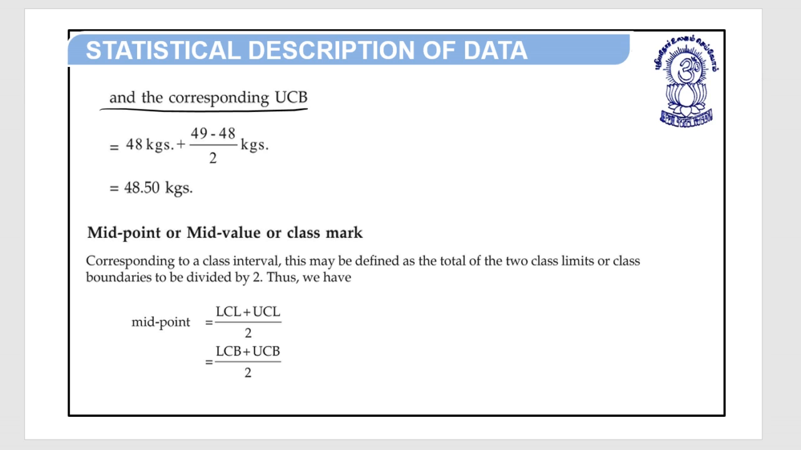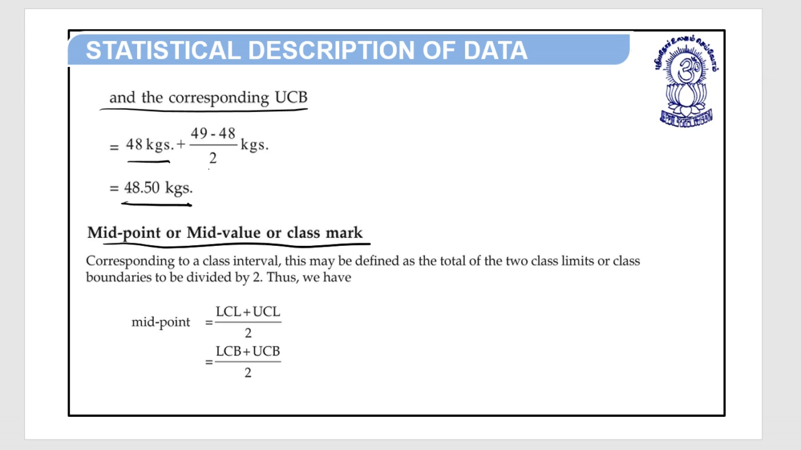And the corresponding UCB is 48 kg plus... in UCB plus in LCB minus plus 49 minus 48 by 2 kgs. So it becomes 48.50 kg.